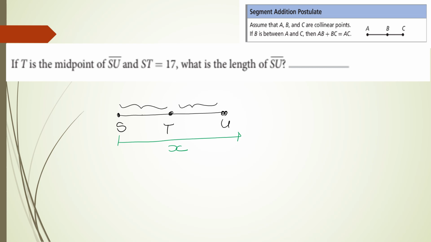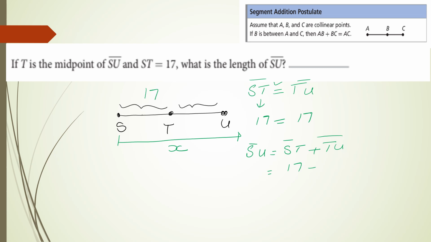Okay, whereas ST is equal to 17. So if T is the midpoint, it means that ST is congruent to TU. So if ST is 17, then TU will also be 17. So you can write it as SU equals ST plus TU. What is the value of SU? ST plus TU. If ST is 17, TU will also be equal to 17. So 17 plus 17 gives you 34. So the value of SU is 34.